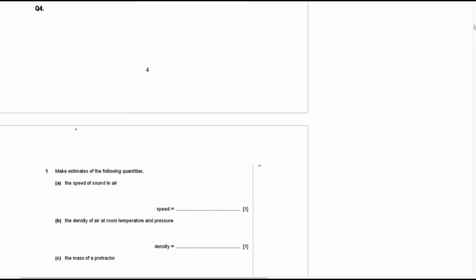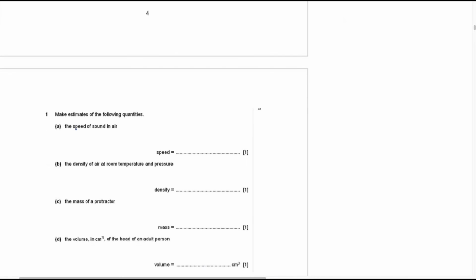Question 4. Make estimates of the following quantities. Okay, let's see. A, the speed of sound in air, 3 digits. You have to know that the speed of sound in solid is the fastest, in air is the slowest, and in liquid is moderate. So this is about 300 meter per second.